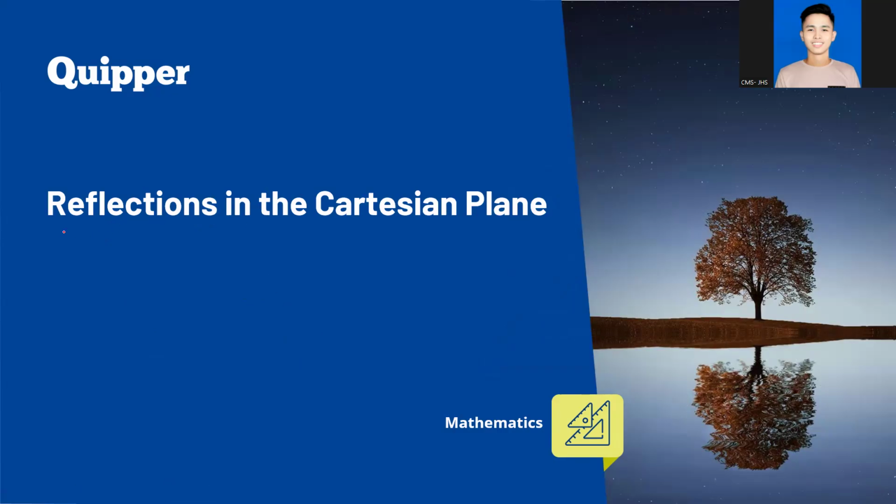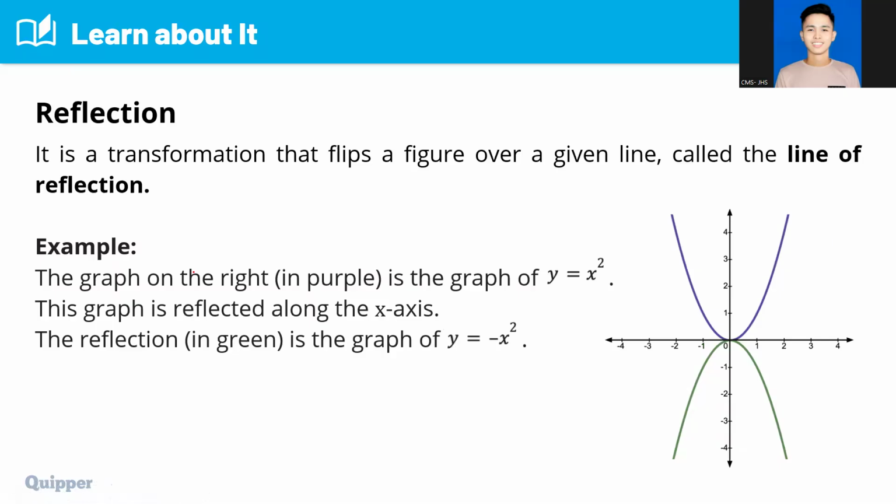Now, for the second type of transformation, we have reflection. So reflection is a transformation that flips a figure over a given line called the line of reflection. Again, it is a transformation that flips a figure over a given line called the line of reflection. You have the example on the screen.